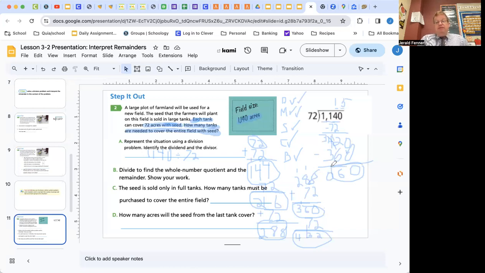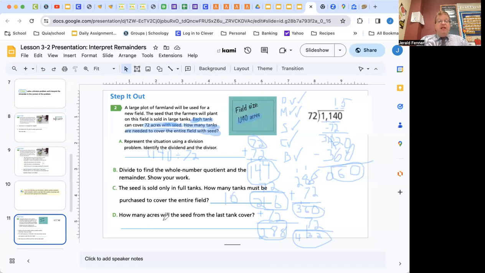That is a problem. So can you get 60, 70 halves or 72s of a tank? It's going to be a problem because the tank will be cracked and seeds are going to be everywhere, okay? So they're going to have to do what? They're going to have to get 16 tanks. Will there be some left over? Yep.